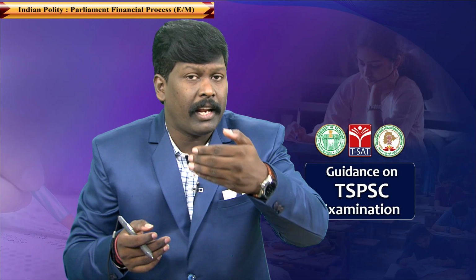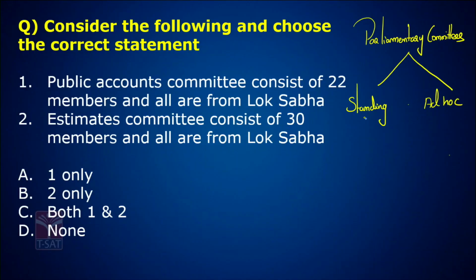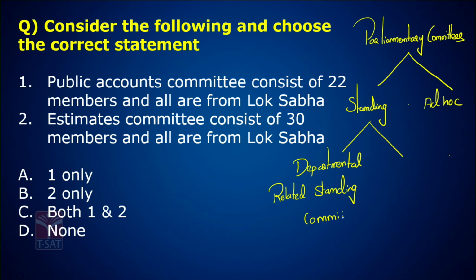Generally, we divide the parliamentary committees into two types. The first one is called standing committees. The second one is called ad hoc committees. Now, standing committees are further divided into two types. The first one is called departmental related standing committees, and the next one is called financial committees. There are 24 departmental related standing committees, but there is a proposal by the government to bring it down to 2021 also. So let's wait and see.